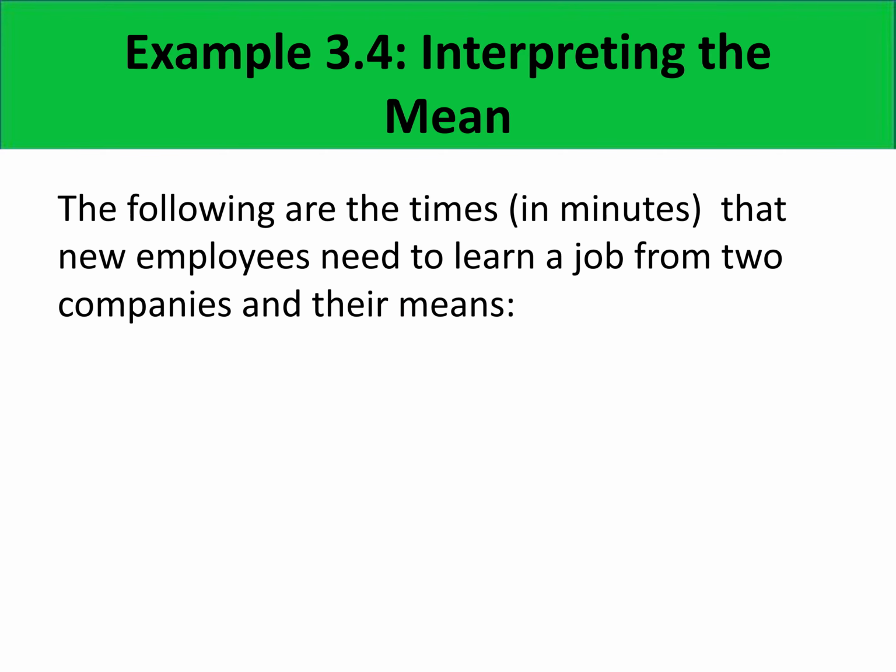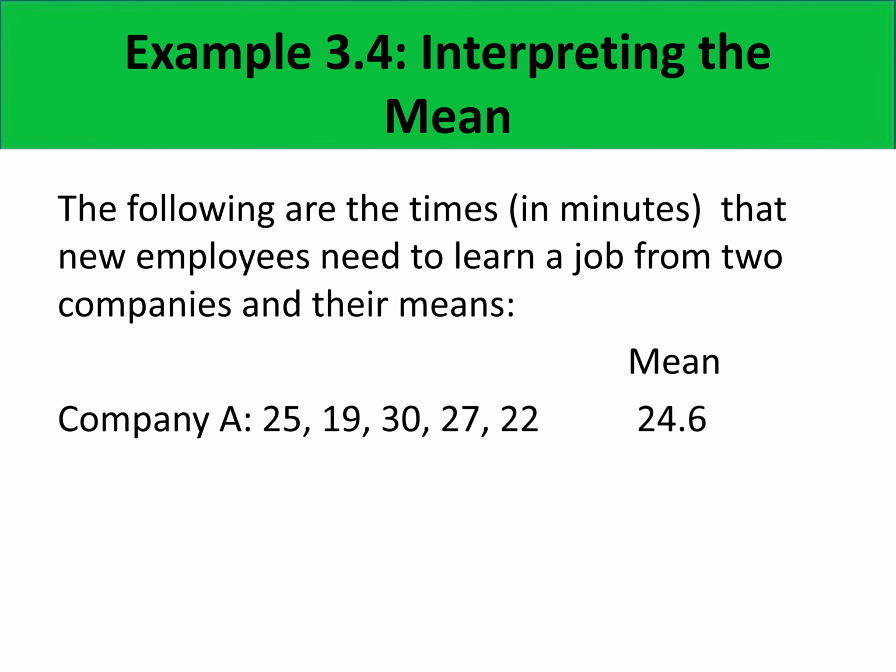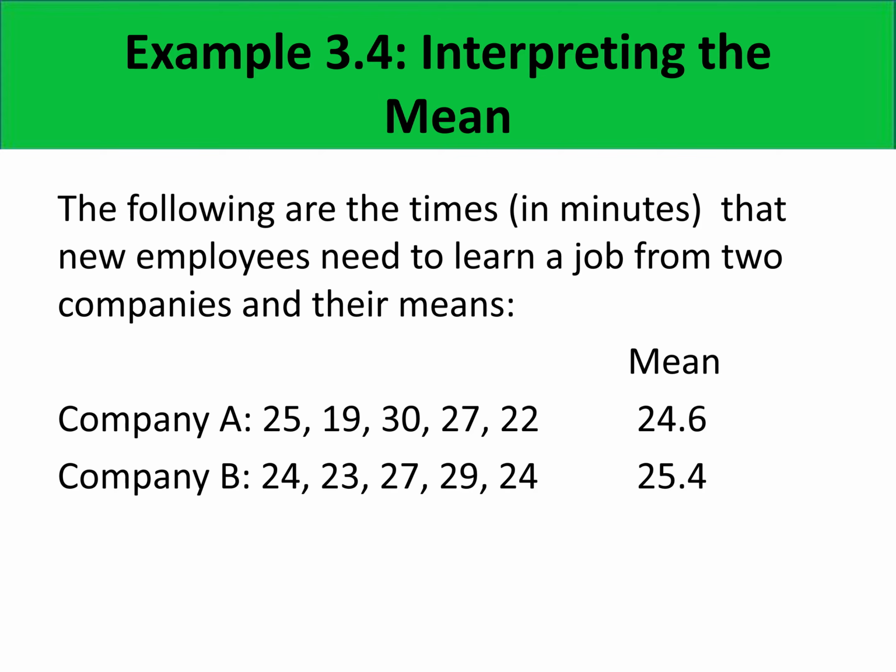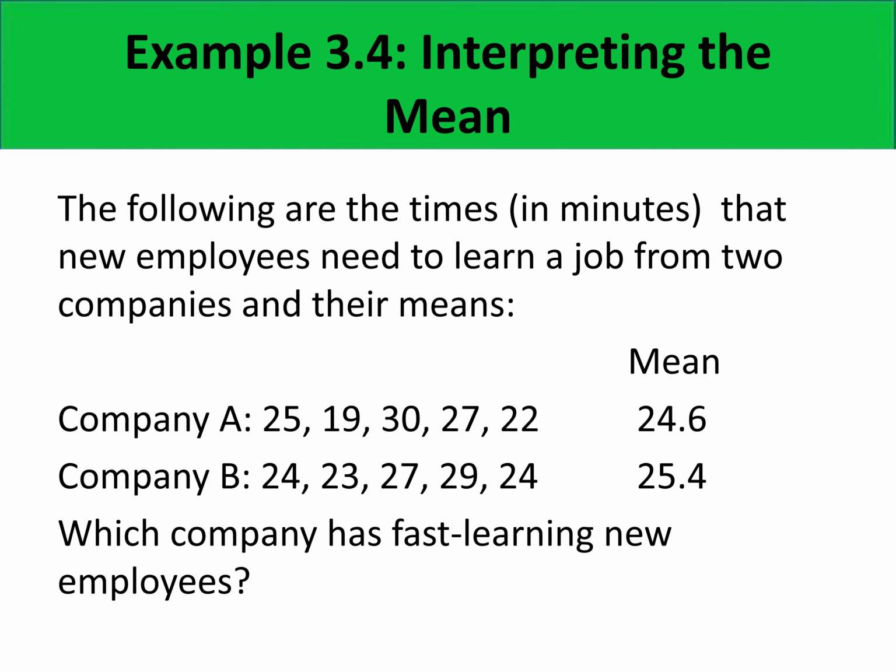Let us have a second example. The following are the times in minutes that new employees need to learn a job from two companies and their means. Company A employees had an average of 24.6 minutes, while Company B employees had an average of 25.4 minutes. Which company has fast learning new employees? Based from the mean, we can tell that Company A has fast learning new employees because of its lower average compared to Company B. We note here that lower time values would mean better values.